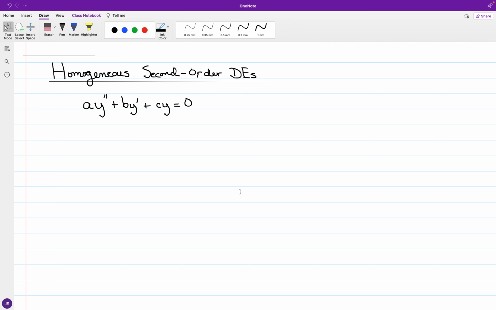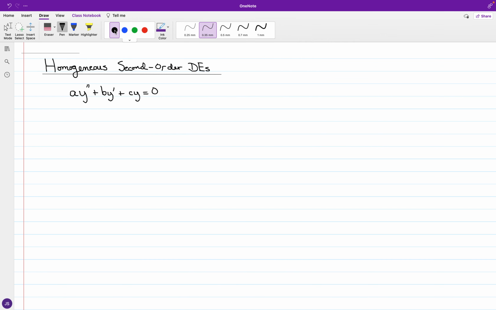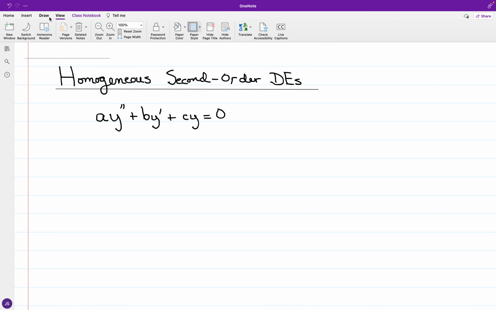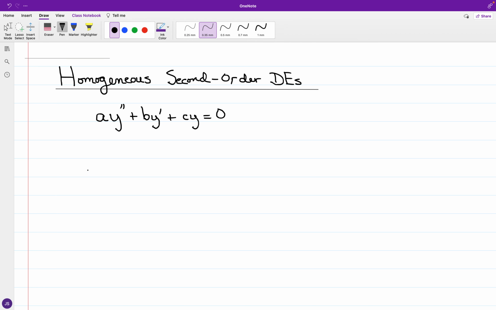Let's say that, for what we have in this equation, we've got ay double prime plus by prime plus cy is equal to 0. In this particular case we will have y as the dependent variable, and for the independent variable we'll have the traditional letter x. So we've got ay double prime plus by prime plus cy equal to 0, and I'm rewriting what I have here in terms of Leibniz's notation.